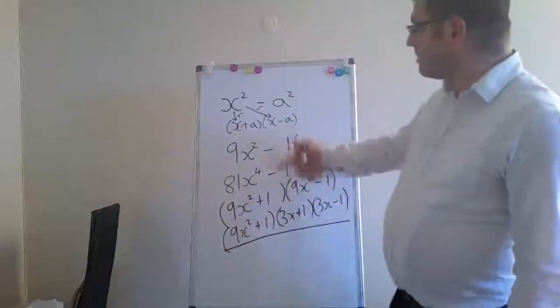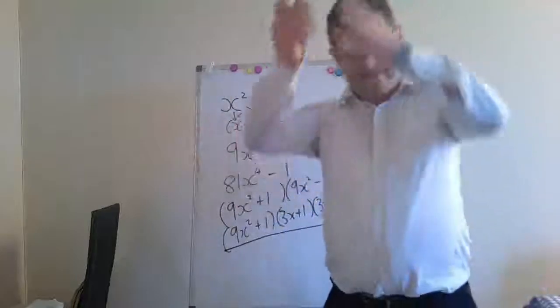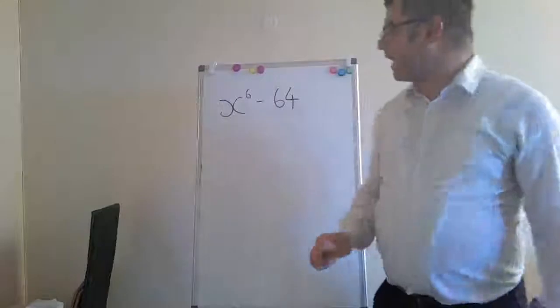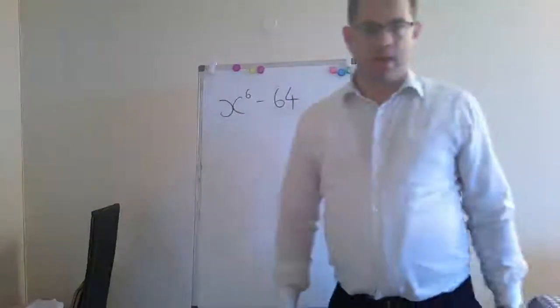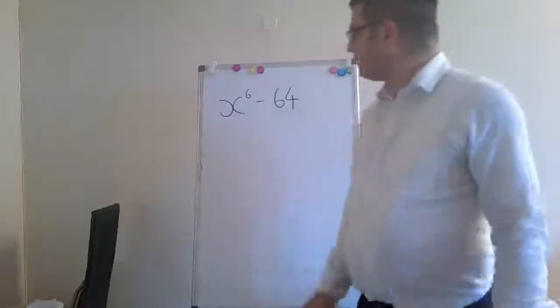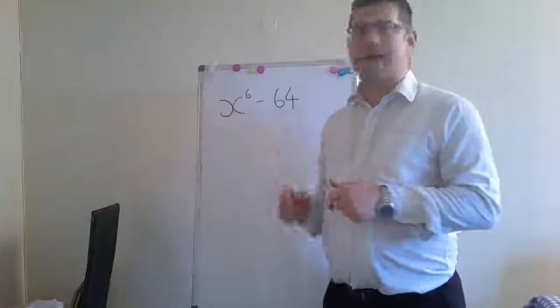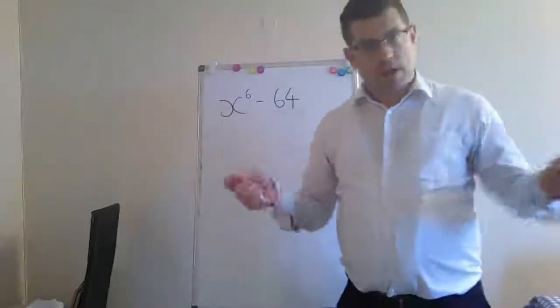So sometimes you have to keep on going with this one. You have to factorise once, and then within the factorisation, certain brackets can factorise further. An interesting example is x to the power of 6 minus 64. Let's see what happens this time. You may want to pause the video and give this one a go, and let's see if you match what I get. So maybe pause the video and have a go, and come back and let's see if you got it right.